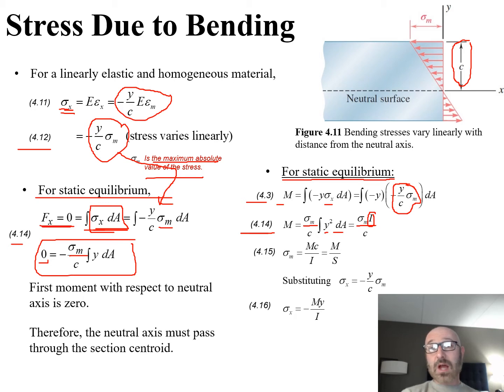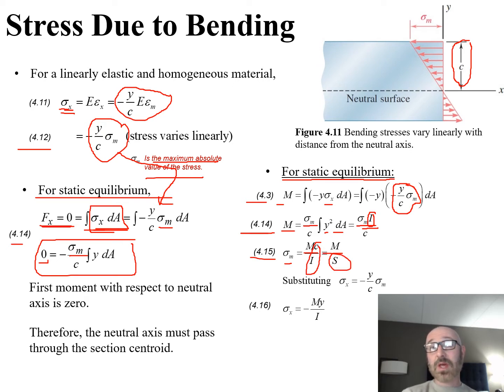So we reduce that down. We can see now we have M, our moment, is equal to our sigma m times our I, the moment of inertia, divided by that distance c. Therefore we have this relationship shown here in equation 4.15, where sigma sub m is equal to Mc over I, where we can replace our I over c with this value of S on the bottom, in our denominator.